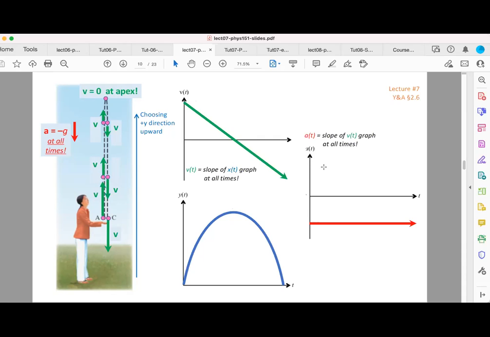If we need to do instead the graph for the acceleration, we say that it is constant at all times and is minus 9.80 meters per second squared. So here you know exactly which value it is at this point.